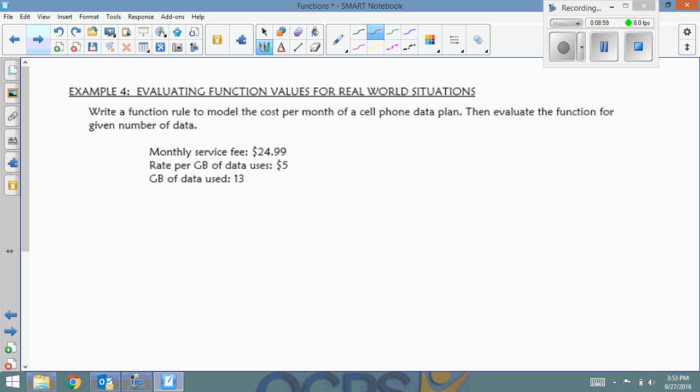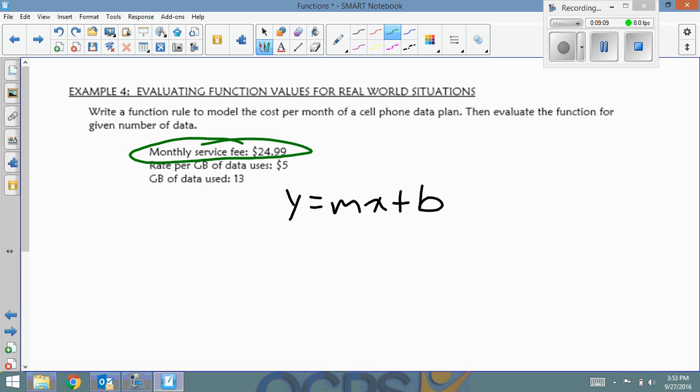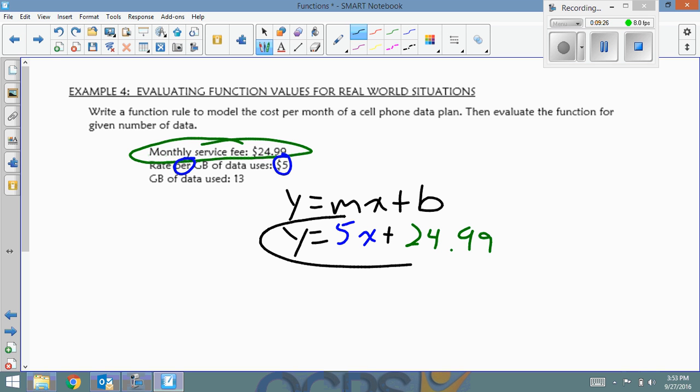And then it says write a function rule to model the cost per month. When we write function rules, it's always in y equals mx plus b. B is always our constant, so in this case our constant is 24.99. When you see this word per, that stands for our m value, so our m value in this case would be 5, and then the x just comes down, the y comes down, everything else comes down, and there's our equation.